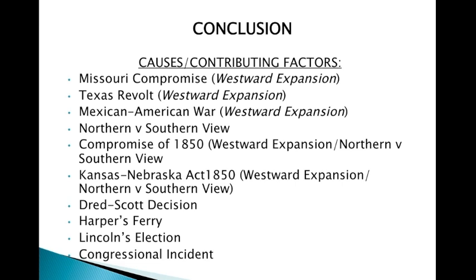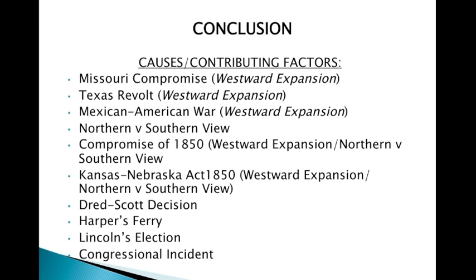There was the Kansas-Nebraska Act, which also involved westward expansion in the northern versus southern view. This is where the territory which had formerly had no slavery was changed to where their voters could decide whether their territory would be free or slave. There was the Dred Scott decision. It basically said that the Missouri Compromise was unconstitutional and that only white people could be citizens.